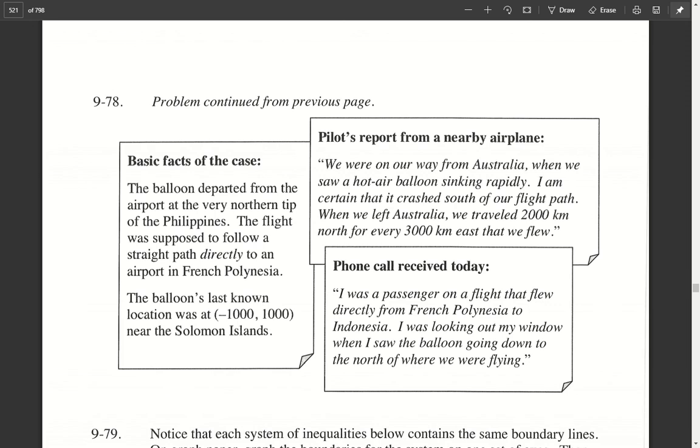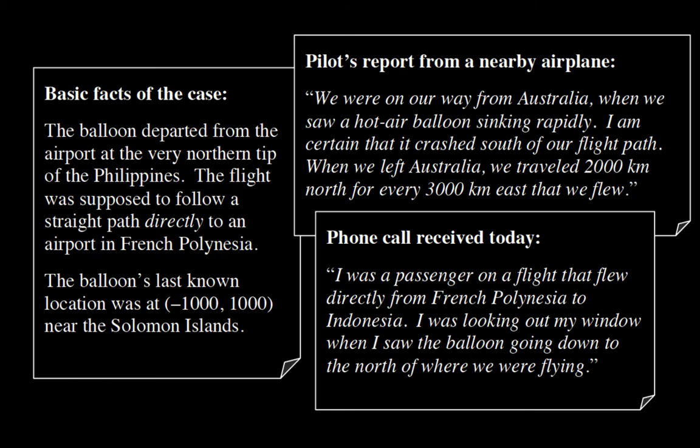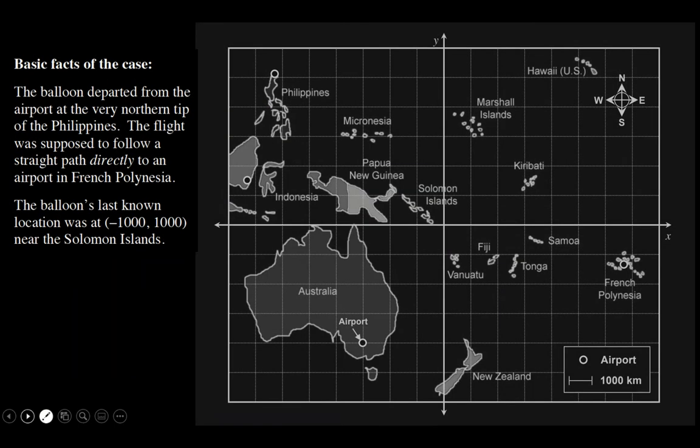Okay, we need to see the map of what this is looking like. So this map rather might be helpful. So again, the balloon departed from the airport at the very northern tip of the Philippines. So the map that our textbook gave us looks like this. And the Philippine Islands are right here. And it says that the balloon departed from an airport at the very northern tip. So right there is where the balloon departed from. The flight was supposed to follow a straight path directly to an airport in French Polynesia. So it was supposed to go along here.